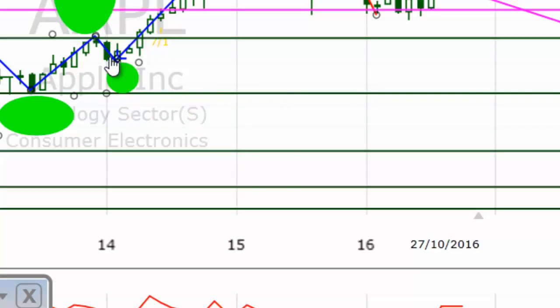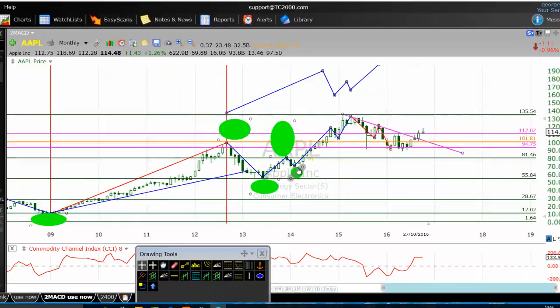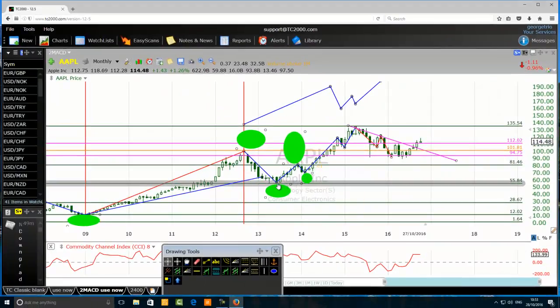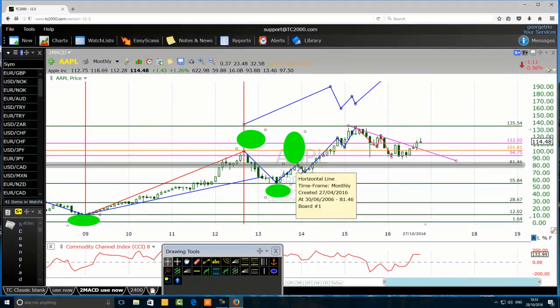So B to C, all right? The B to C should retrace the AB, should be between the 38.2% Fibonacci retracement level up to, all right, the 88.6% Fibonacci retracement level. So it's a wide range. It can be the lowest, 38.2%, the maximum 88.6% retracement.